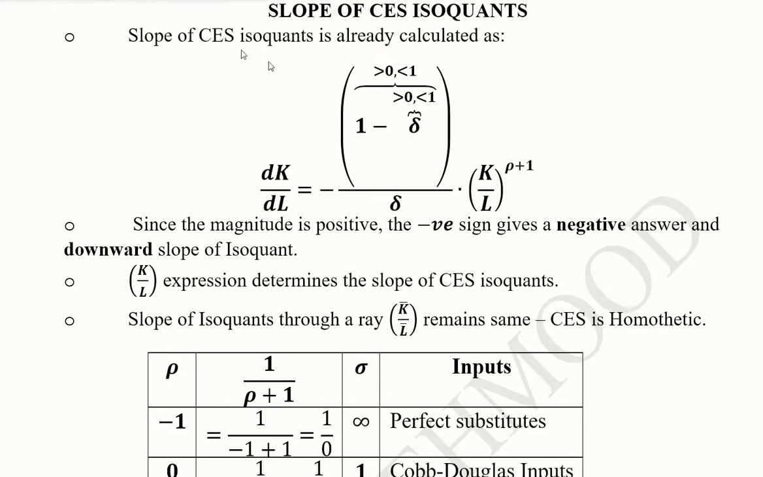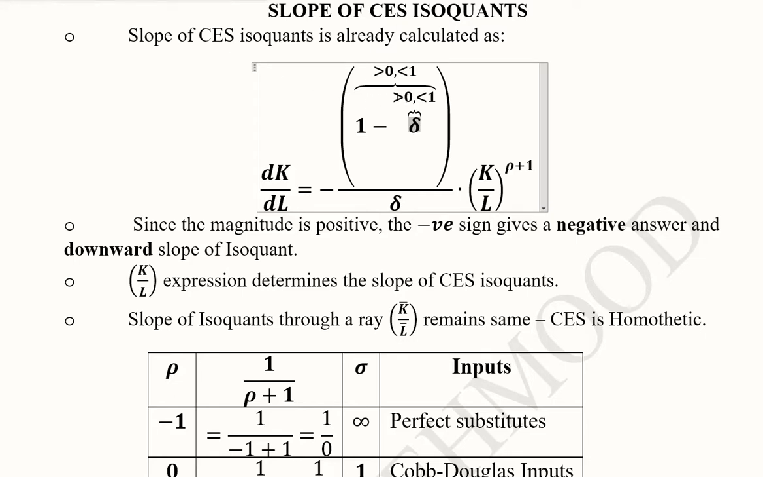So this is the formula of slope of isoquant that we developed in our last video, where we calculated the elasticity of substitution of CES production function. Now if we shed some light on it, this is the formula actually, that is 1 minus delta is there in the numerator. If we talk about the numerator, that is the parameter delta.